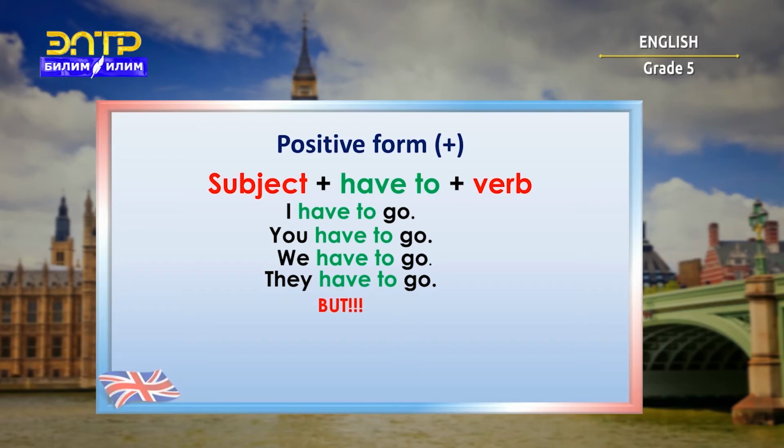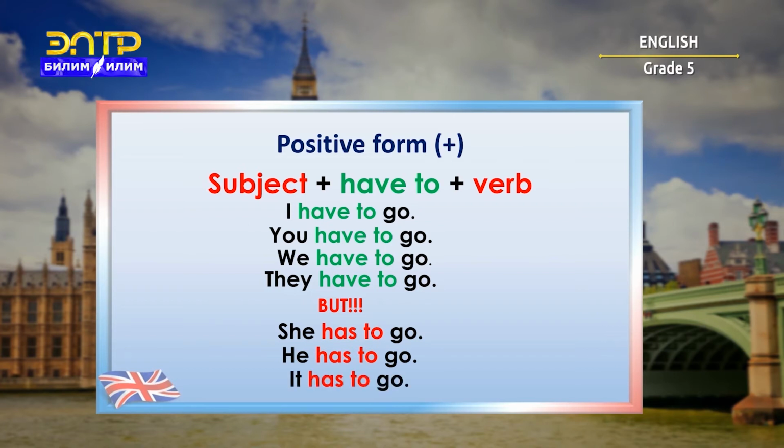But in third person singular, with the pronouns he, she, it, we use has instead of have. She has to go. He has to go. It has to go.